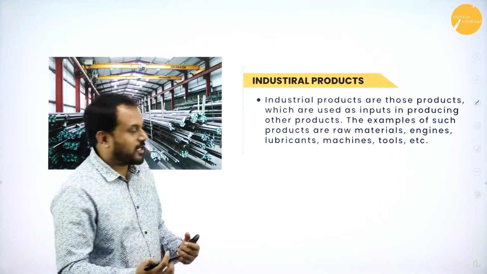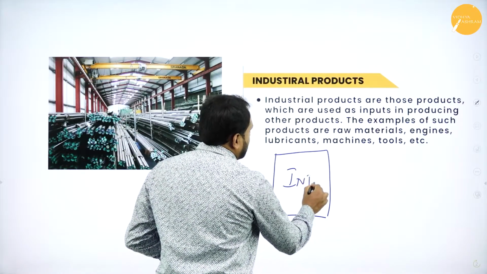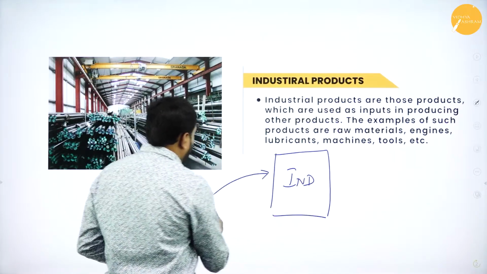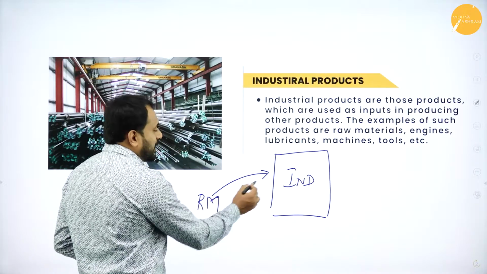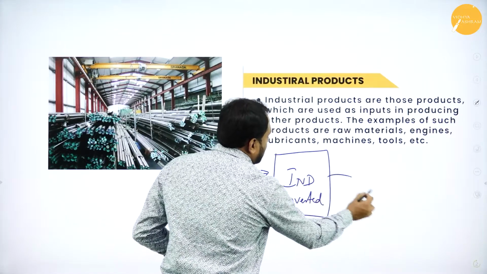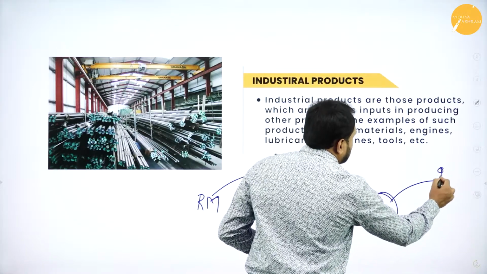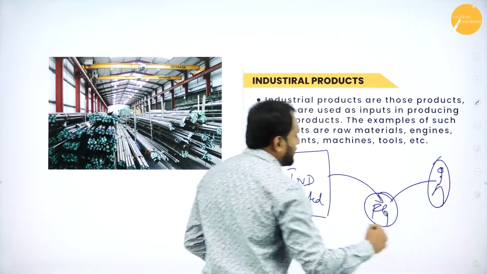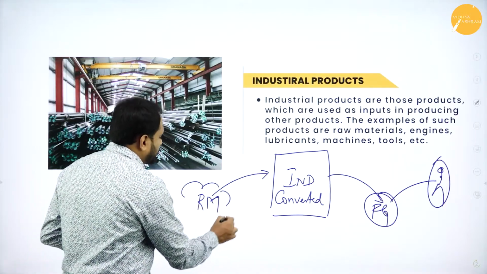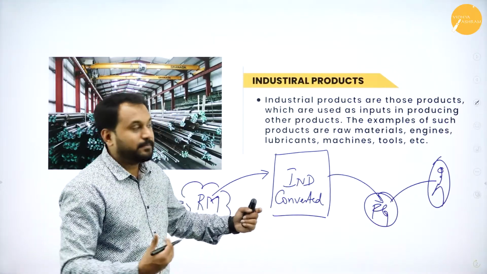Now what is this industrial product? I'll tell you here. We have something called industry. Now what is this industry all about? Industries here means the raw material is converted into finished goods, so that these finished goods will reach the consumer, right? Now understand, industrial product means we are talking about these things. These are the industrial products.